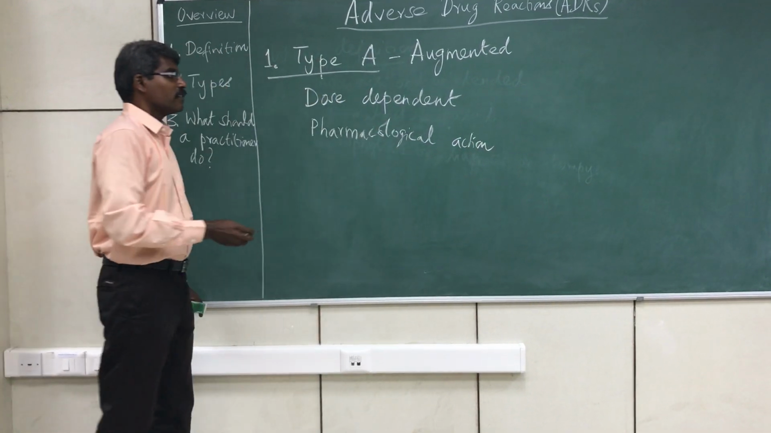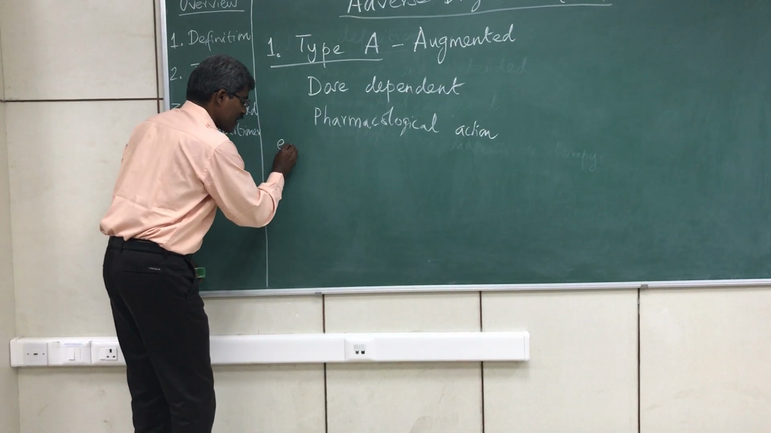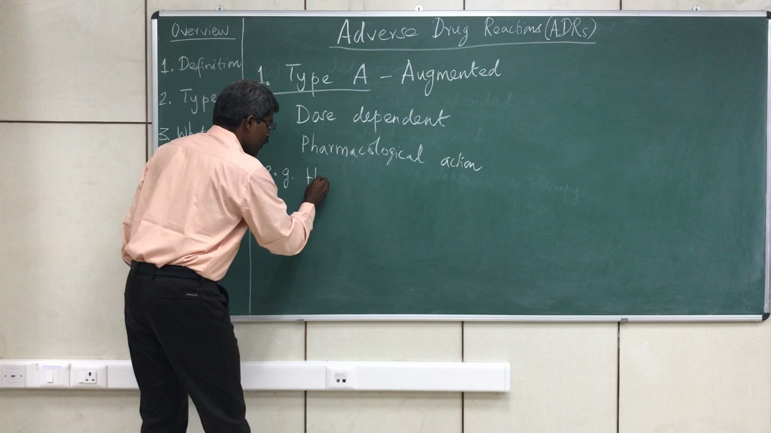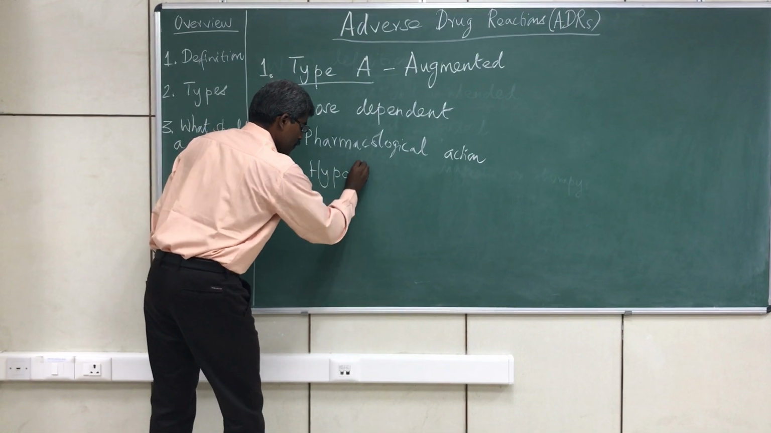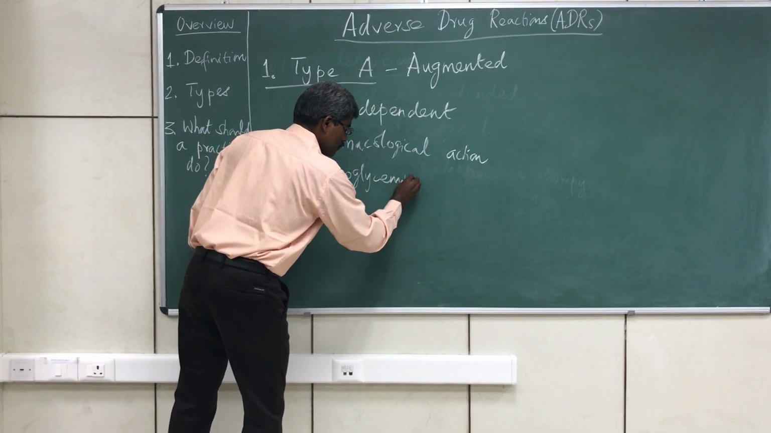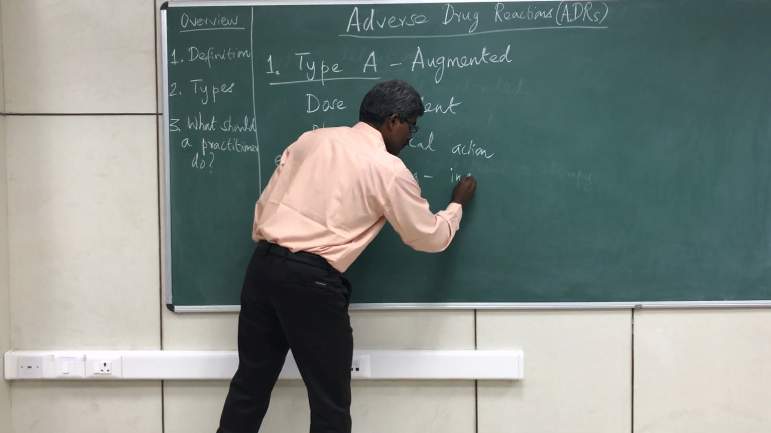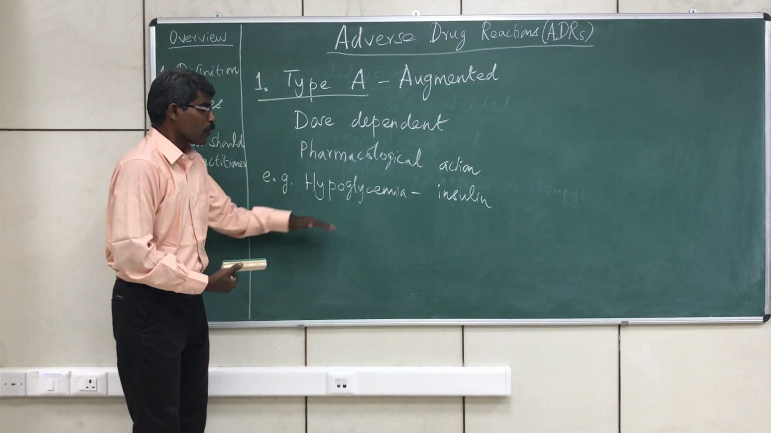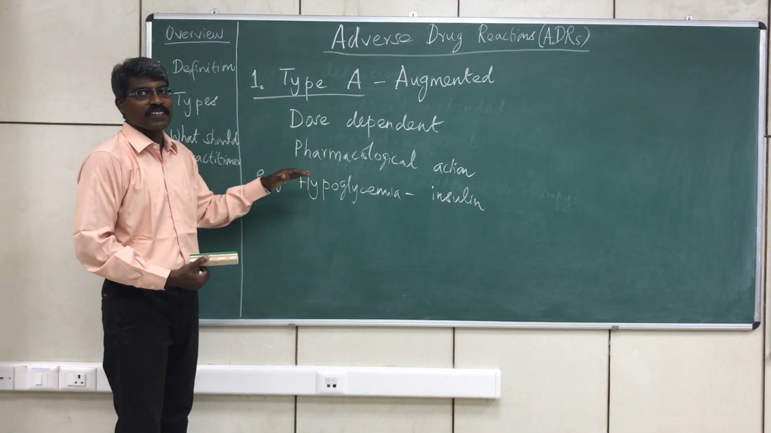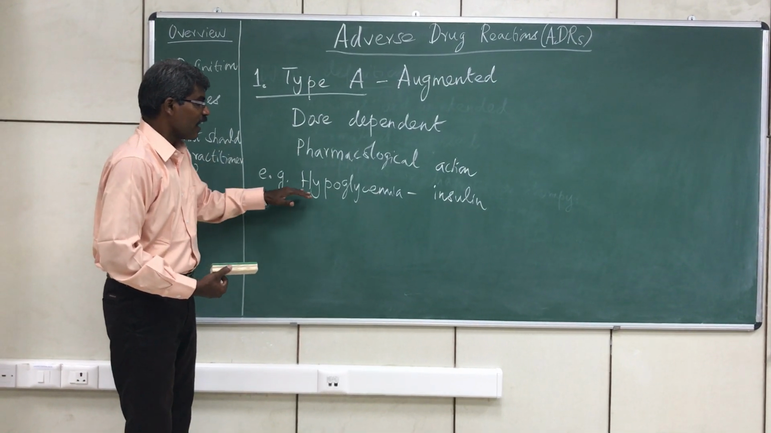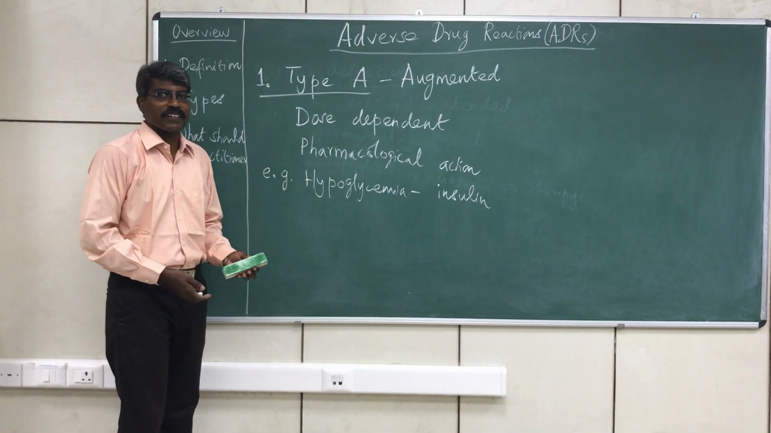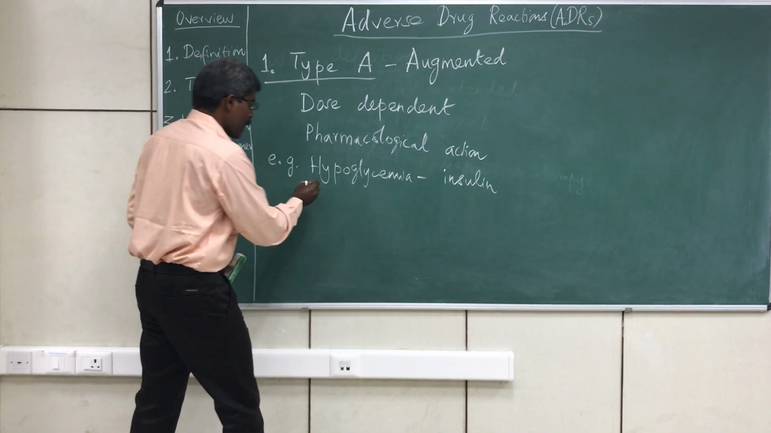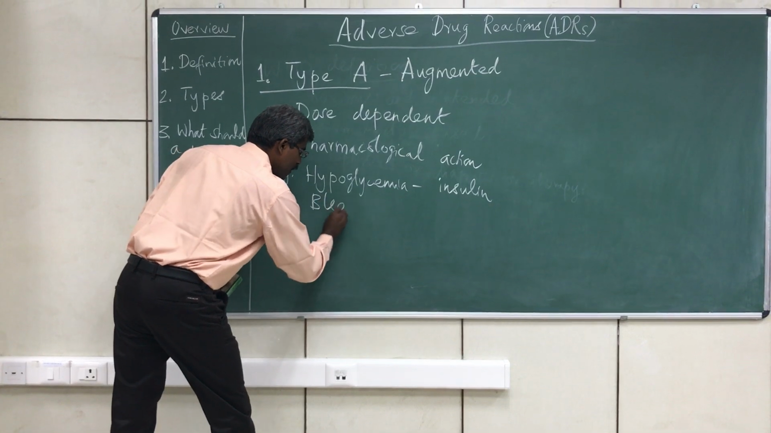Now the classical example for this is, say for example, hypoglycemia caused by insulin. If you increase the dose of insulin, the hypoglycemia produced also increases. So this is dose related and it is related to the pharmacological action. Another classical example is bleeding caused by anticoagulants.